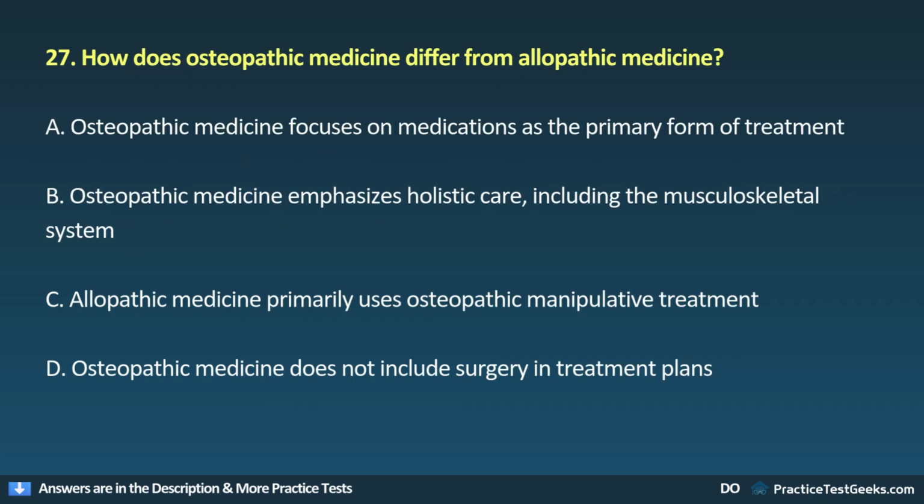27. How does osteopathic medicine differ from allopathic medicine? A. Osteopathic medicine focuses on medications as the primary form of treatment. B. Osteopathic medicine emphasizes holistic care, including the musculoskeletal system. C. Allopathic medicine primarily uses osteopathic manipulative treatment. D. Osteopathic medicine does not include surgery in treatment plans.